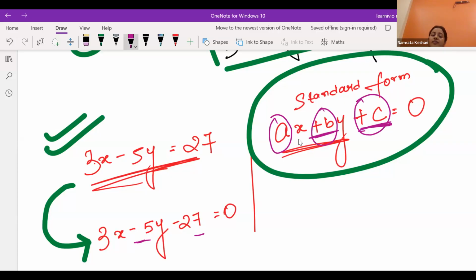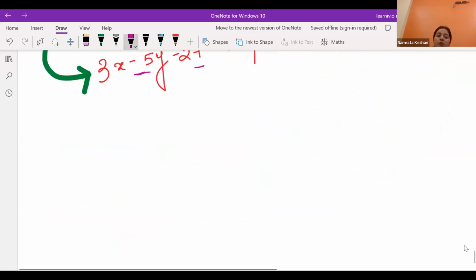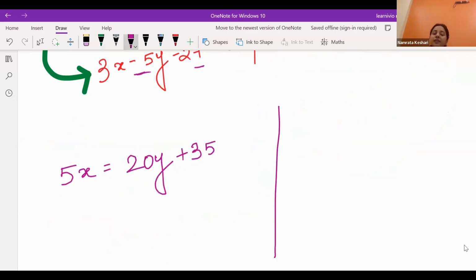Okay, so this is what we are doing. We are writing our equation in the standard form, just that. Okay, let's do a few more examples. Suppose you are having 5x is equal to 20y plus 35, and I ask you to write it in standard form. So you will write it this way, same. This ax plus by plus c is equal to 0 is the standard form of a linear equation in two variables.